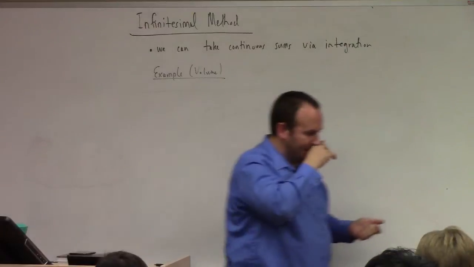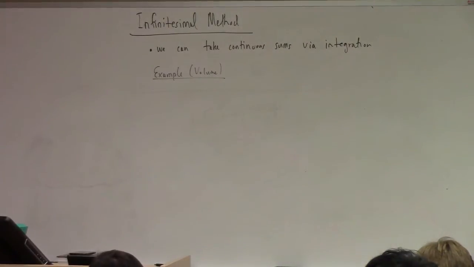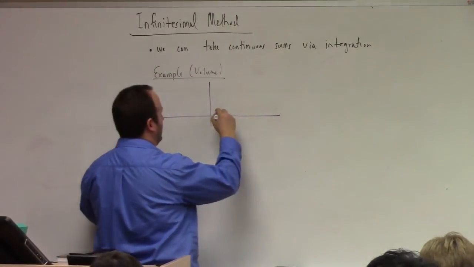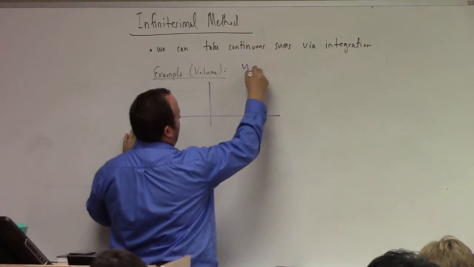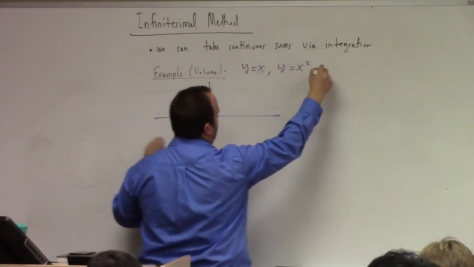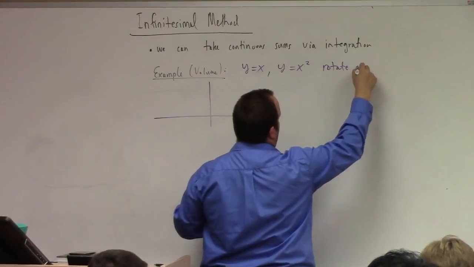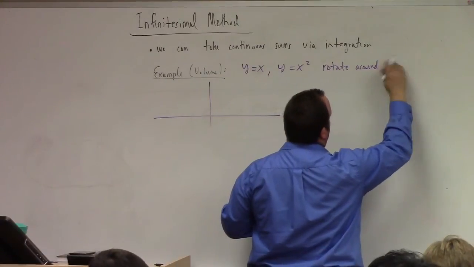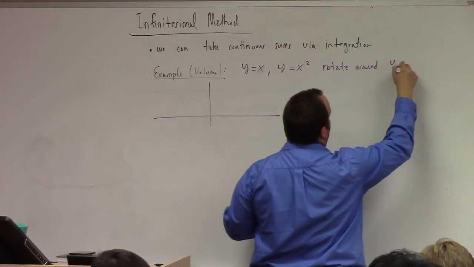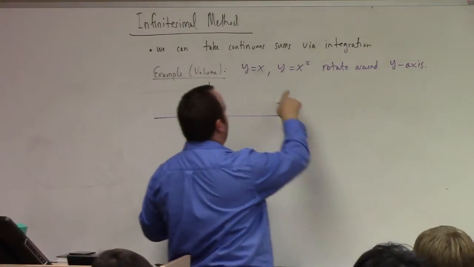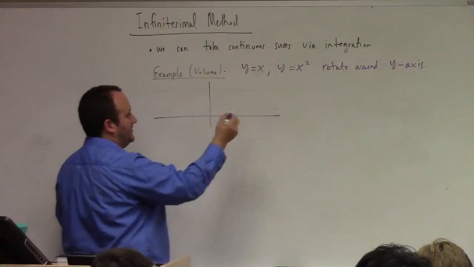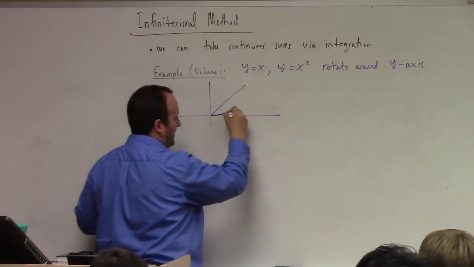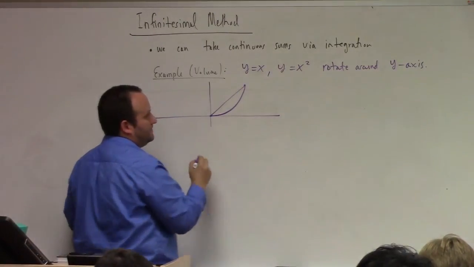So I'll do one more on volume for you. Suppose we calculate the volume of a pretty standard example. Let's look at y equals x and y equals x squared. Rotate around the y-axis. So this will bound a certain area, all right? So here it is, y equals x is this, and y equals x squared is this guy. What are these points?